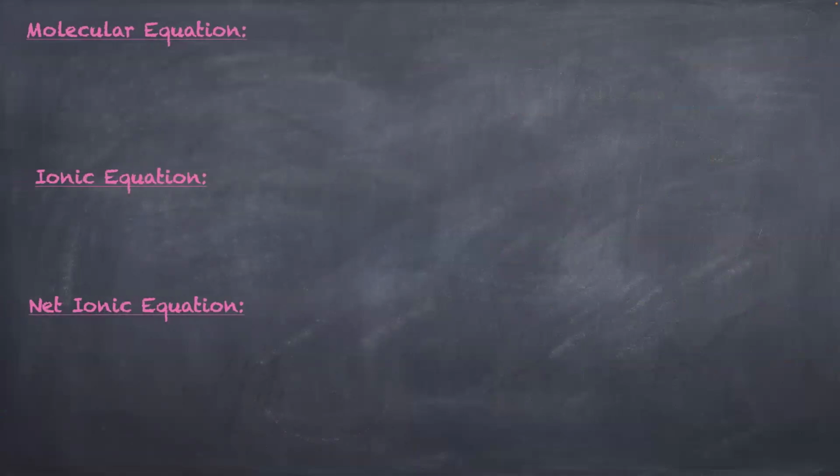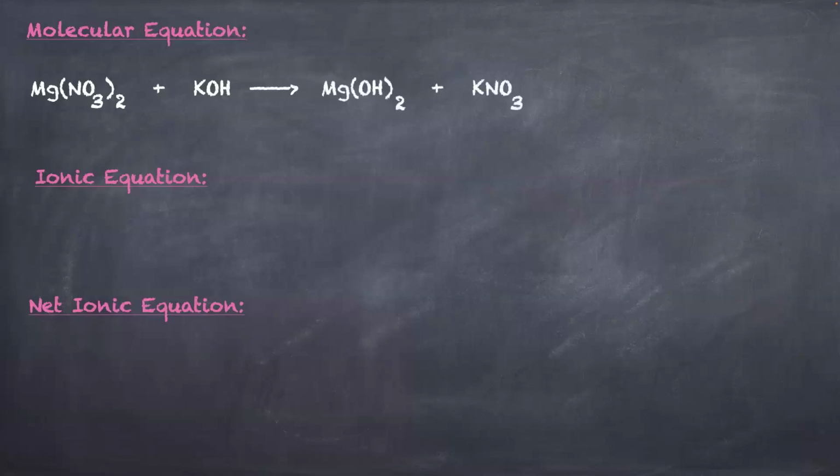All right, now let's take a look at two examples here, for writing the molecular equation, ionic equation, and net ionic equation. In the first one, these two ionic compounds are given to us. The first thing for us is to write the products of them. So we have to do the double replacement now and create two ionic compounds. The first one would be magnesium hydroxide. The second one is potassium nitrate.